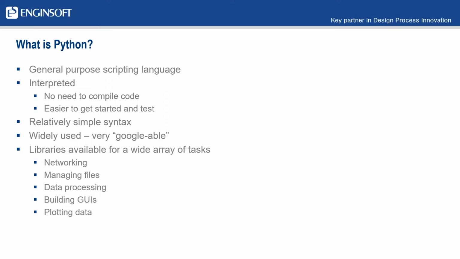So you can do networking things, you can manage files, and we'll see a little bit of that. You can do a lot of data processing. There's a library called Pandas, because the open source community can't name anything. But it's a really nice environment for doing a lot of data processing. You can build GUIs, though if you want to do a lot of GUI work, I'll mention this later, it's probably better to do in C#. And you can do plotting, and part of that is included with Pandas for the data processing.